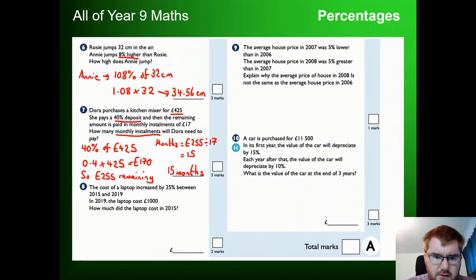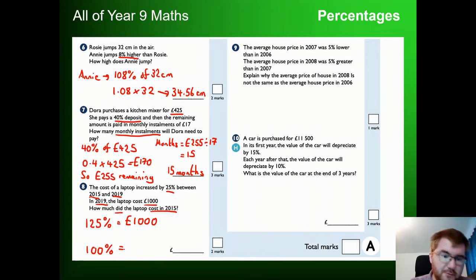The cost of a laptop increased by 25% between 2015 and 2019. And we know the price now, so the laptop costs £1,000. How much did it cost, so in the past tense, in 2015? So imagine it was 100% in 2015, but it's increased 25% to 2019. So what we're saying here is 125% is equal to £1,000, because that's how much it costs now. And we want to work out the 100% at the start.